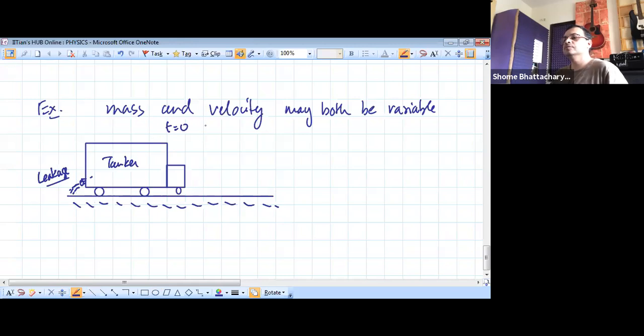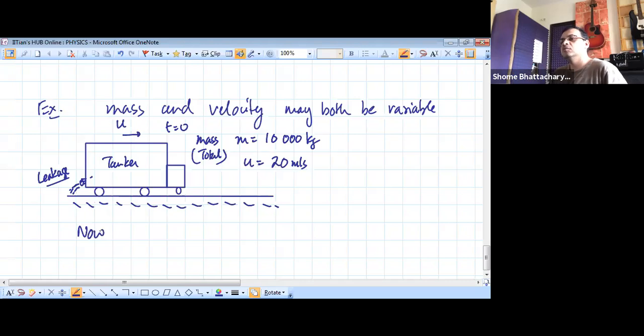So let us say that at some initial time, t equal to 0, it has a mass at this point of time. The total mass, the tanker plus the water, everything included, is equal to, let us say, 10,000 kilograms, about 10 tons, and is moving with a velocity u of 20 meters per second.